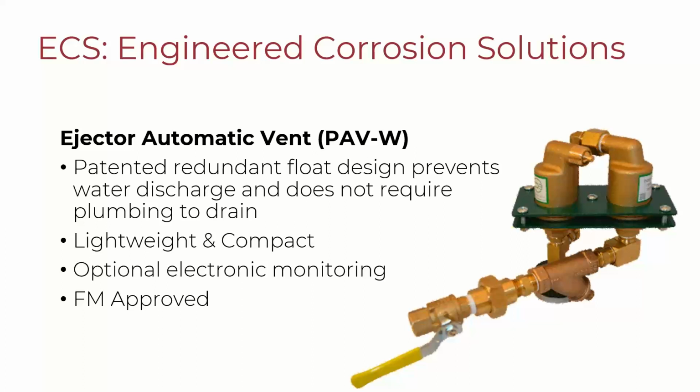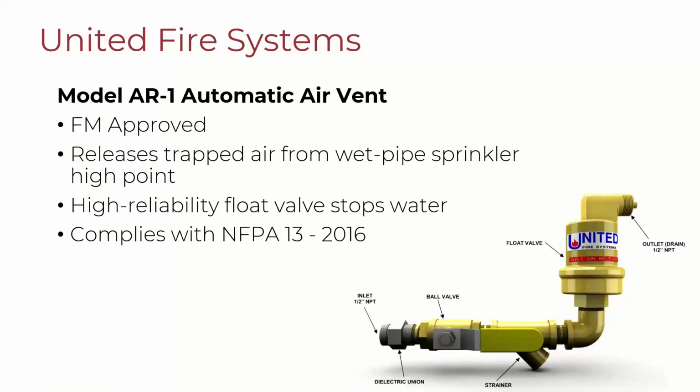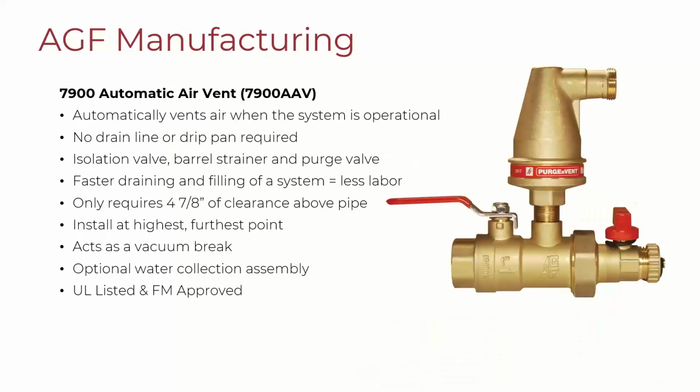ECS offers a collection of parts here. They've got an isolation valve, so they do include an isolation valve, a union, a Y strainer, and then now they have one air vent feeding into another air vent. United, very similar to the Southtech unit. The only difference between themselves and the Southtech unit is they actually have a dielectric union on those.